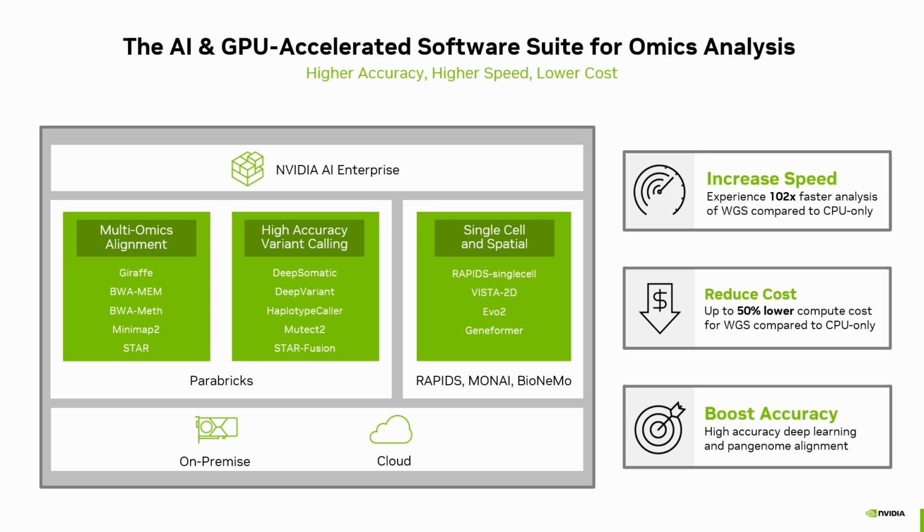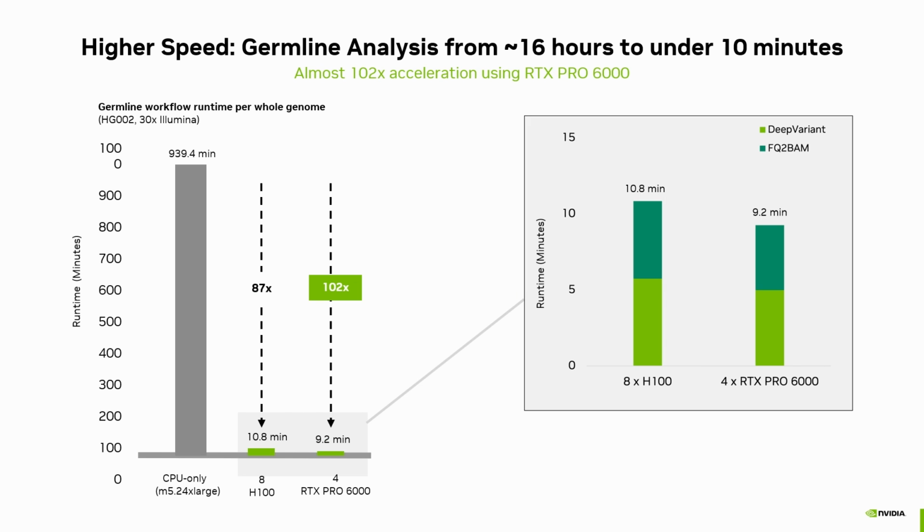And so to go into some more of these numbers, these are some benchmarks that I'm showing for a 30x whole genome sample, and we're going to compare running them on the CPU versus running them on the GPU. And the workflow that we're going to run is a germline analysis, and so both alignment and variant calling all the way from FASTQ to BAM. It takes about 16 hours to run this sample on the CPU, and that's represented here by this dark gray bar.